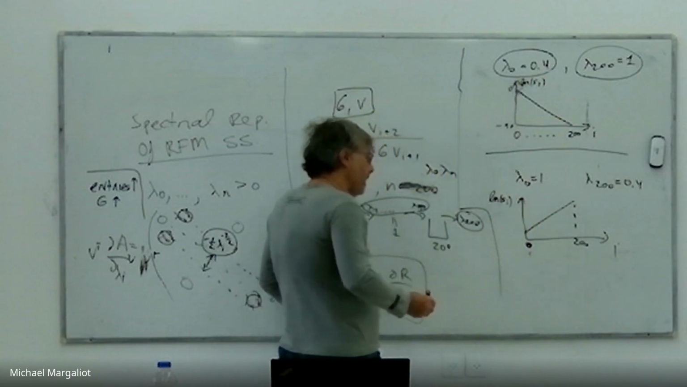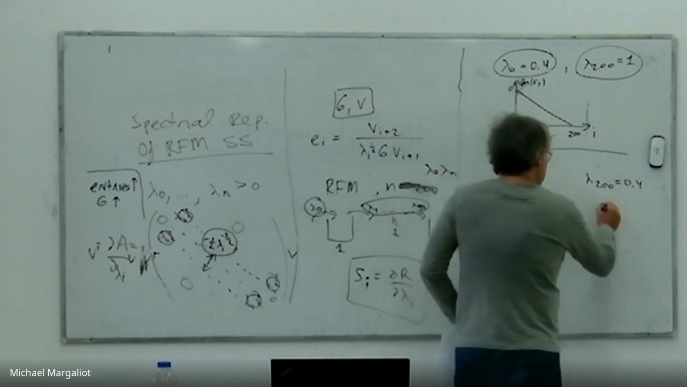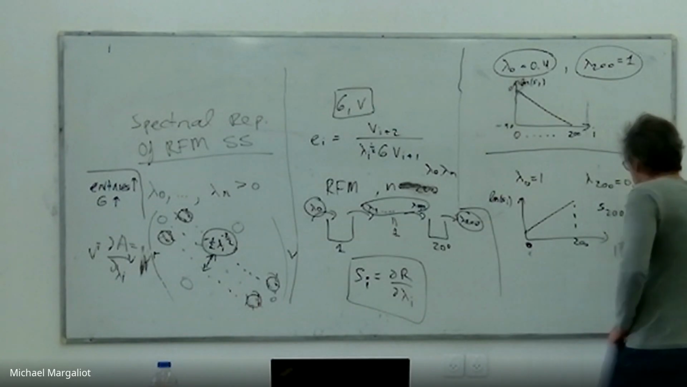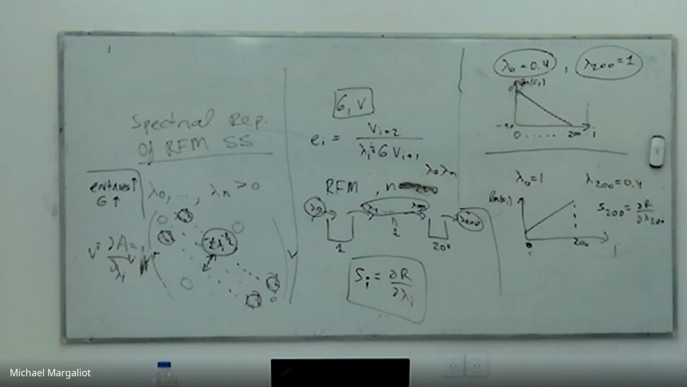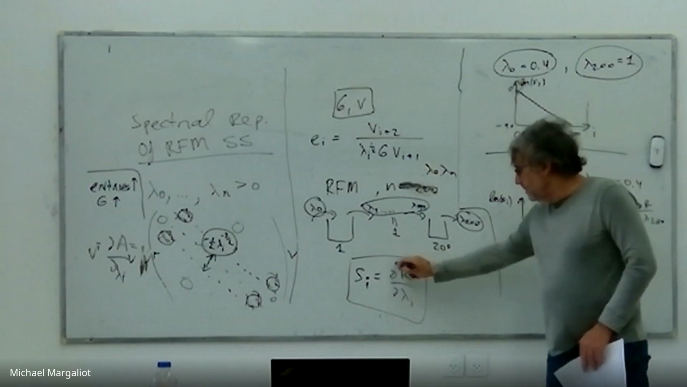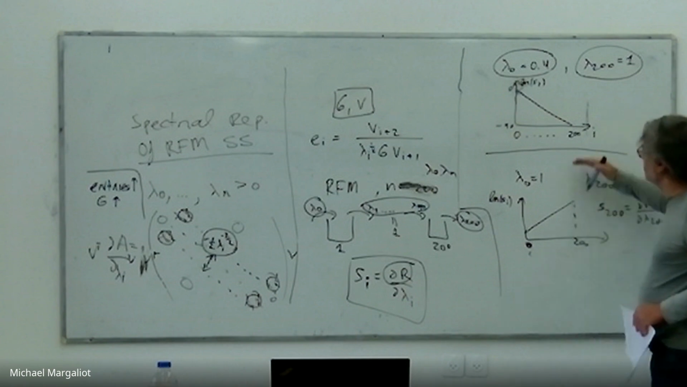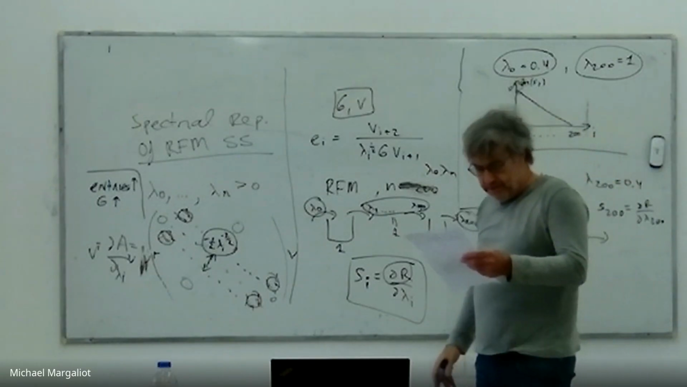And because of that, S200, which is dR over d lambda 200, is the largest. It has the largest sensitivity. So if you want to increase the steady state production rate, and you don't know in which lambda to invest your energy, invest it in this lambda, which is the bottleneck. So this is just a dual situation, of course, of this.